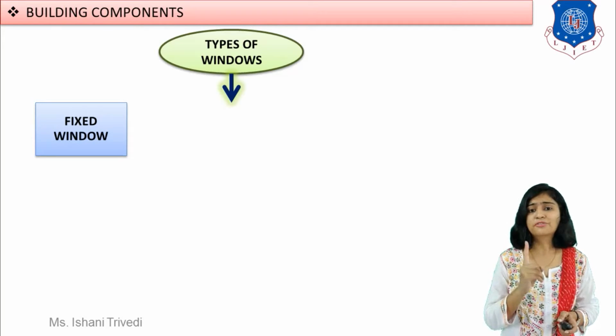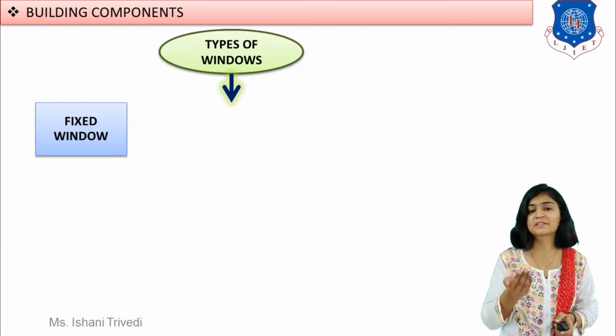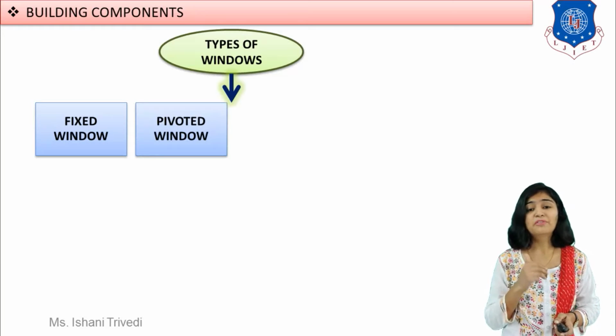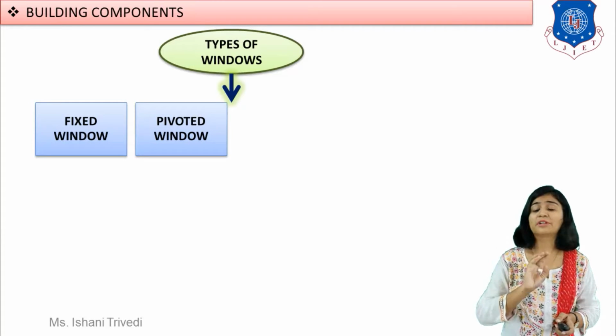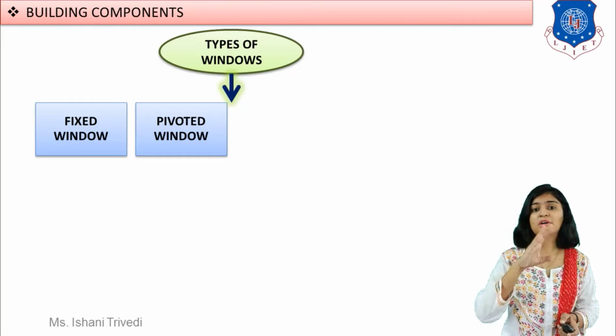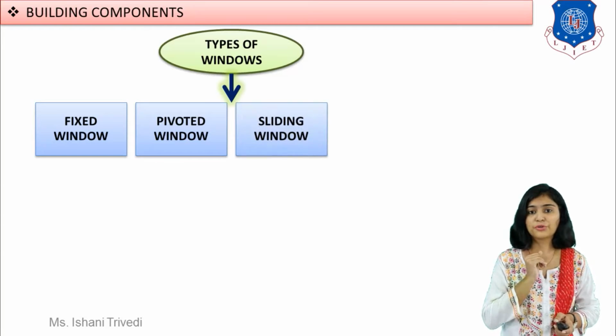Now first is your fixed window. A fixed window, as the name says, is going to be fixed. It means you cannot close it or open it. We will discuss that in detail with pictures itself. Second you have the pivoted window. What is a pivoted window? It means it is pivoted. With the help of those pivots, those hinges, it is going to move to and fro, which I am going to show you.